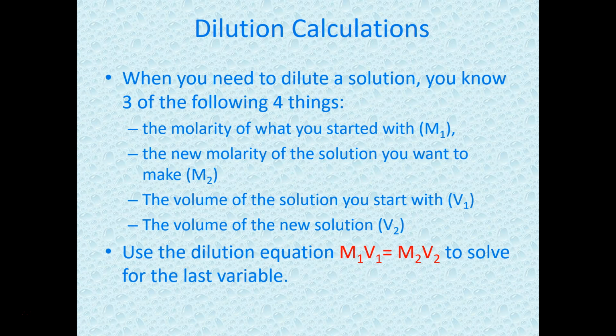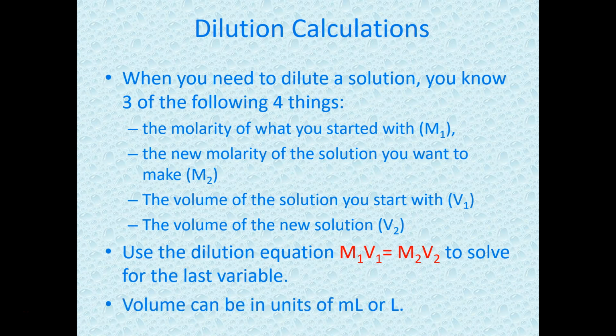So we use the dilution equation M1V1 equals M2V2 to solve for that last variable, where M1, as we just saw, is our starting molarity, and V1 is our starting volume, and M2 is the molarity we want, and V2 is the volume that it's going to take to get us there. We know 3 of those 4 things, so you just solve for one of them.